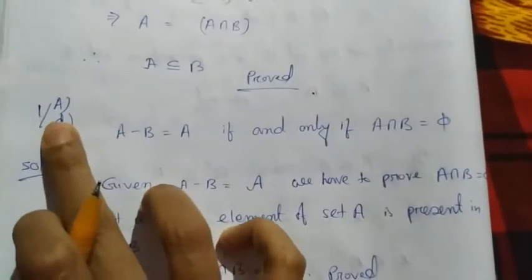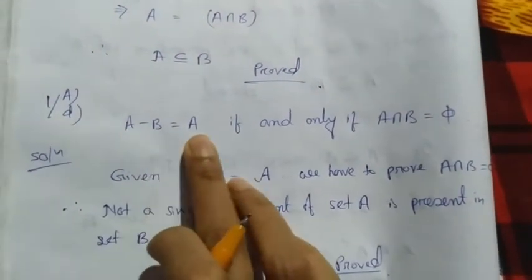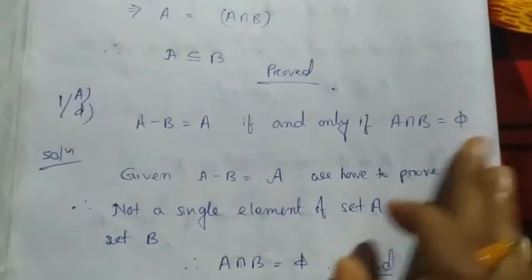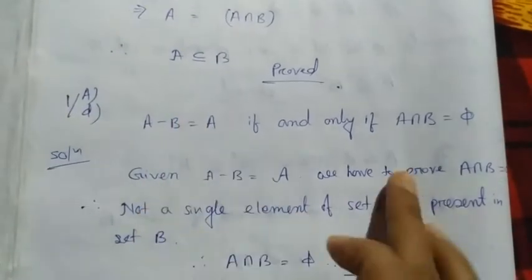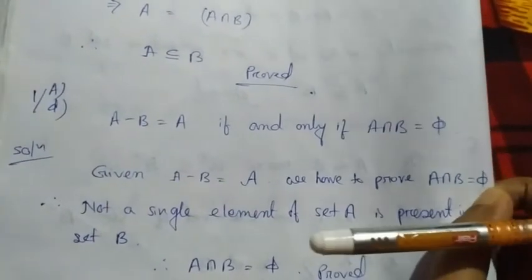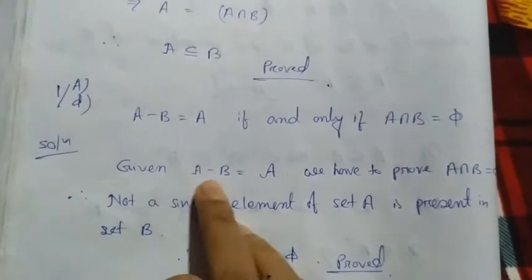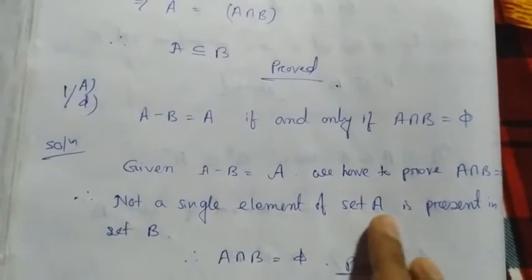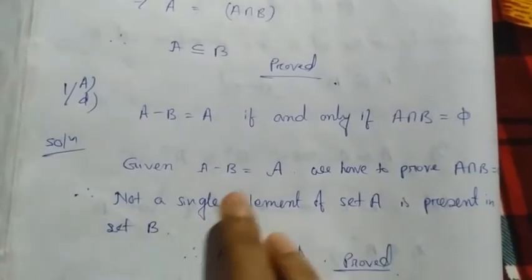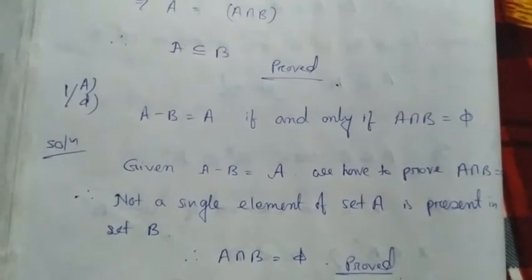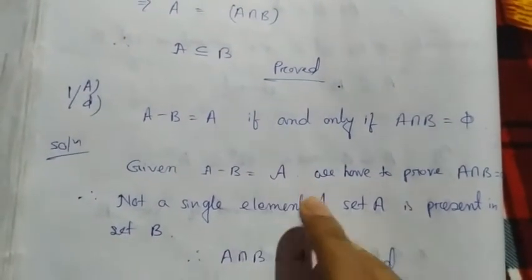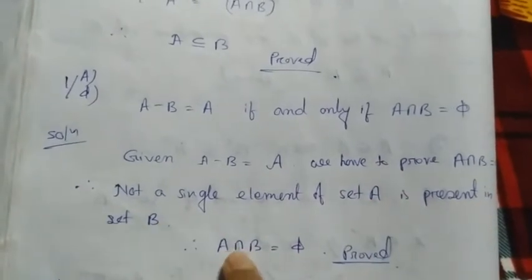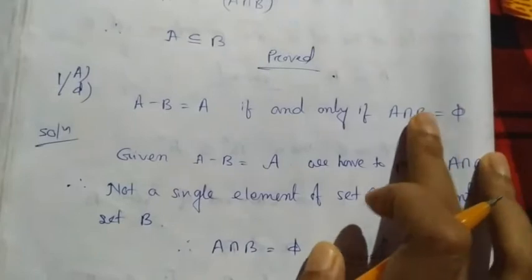Question 1d. If A minus B is equal to A, if and only if A intersection B is equal to phi. Given this, you have to prove that A intersection B is equal to phi. If A minus B is equal to A, what does that mean? Not a single element of A is present in the set B. Then and only then A minus B equals A is possible. Not a single element of A is present in the set B. That means A intersection B must be equal to phi. This is what you have to prove.